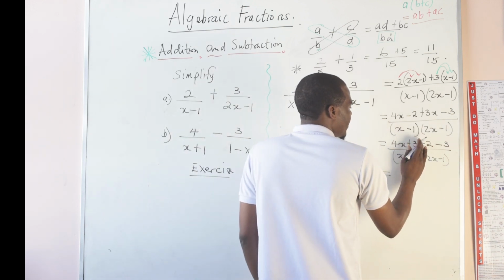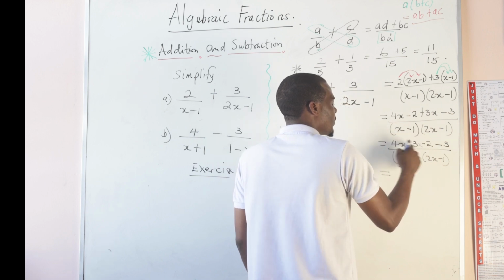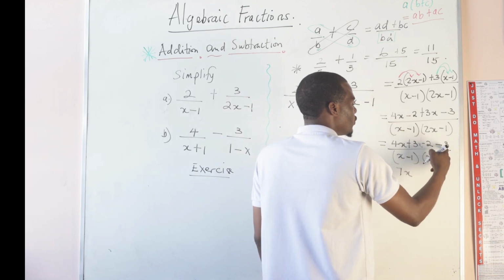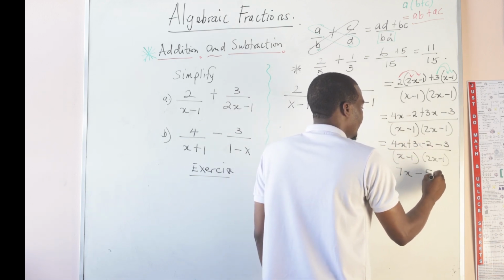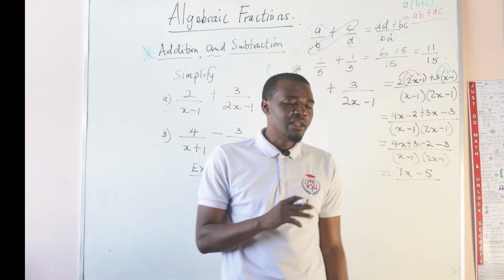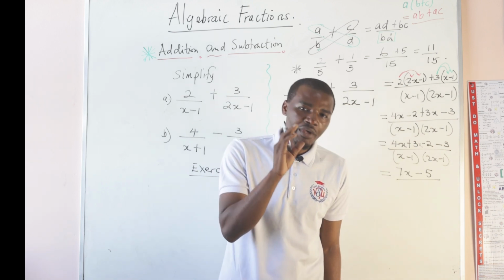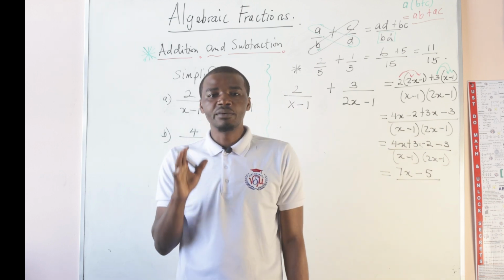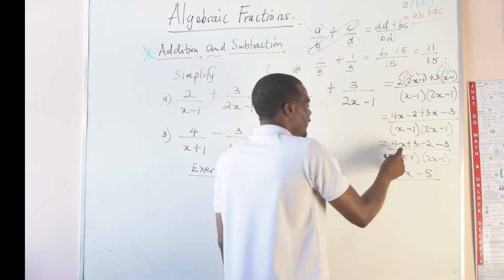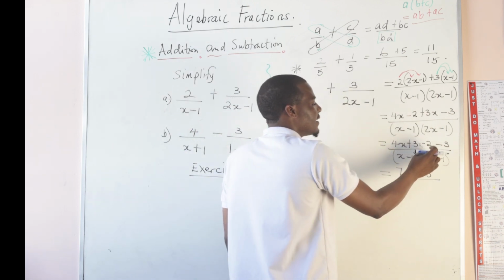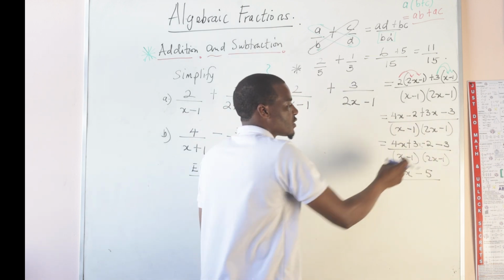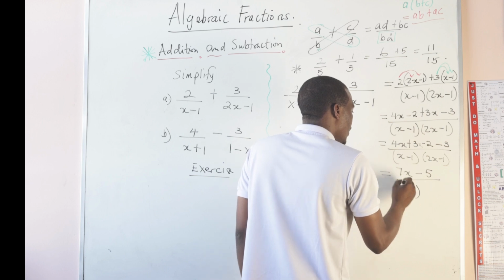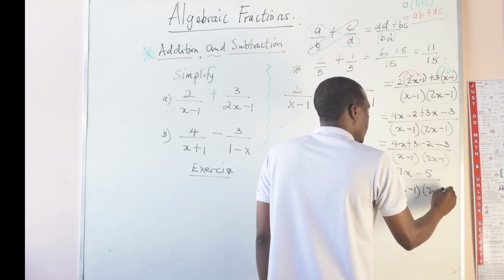So okay, here I missed an x. So what is now 4x plus 3x? We get 7x, right? And what is minus 2 minus 3? We get minus 5. You need to be very, very familiar with integers. How we add and subtract integers is a top priority when you're dealing with algebraic expressions. So here 4x plus 3x, yes, we get 7x, and minus 2 minus 3, we get minus 5 all over x minus 1 times 2x minus 1.